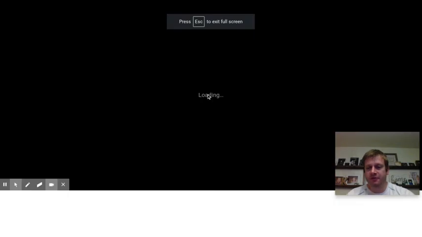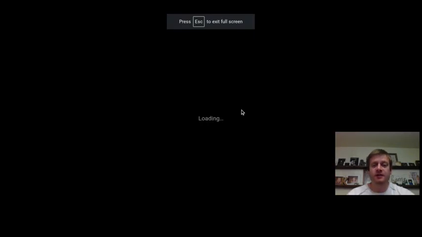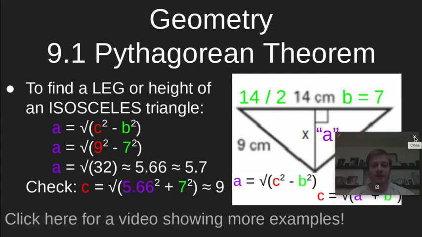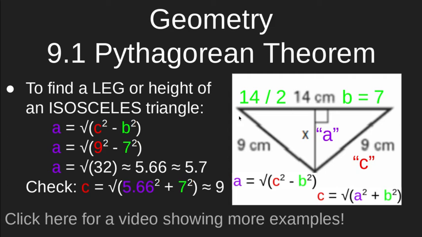And the next video that we're going to look at is dealing with isosceles triangles and finding missing heights on them because of the Pythagorean theorem. So on this particular diagram, we have an isosceles triangle and we are ultimately missing the altitude or height. We're missing that x distance.